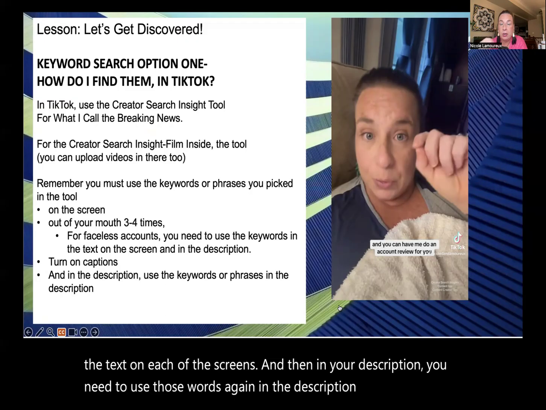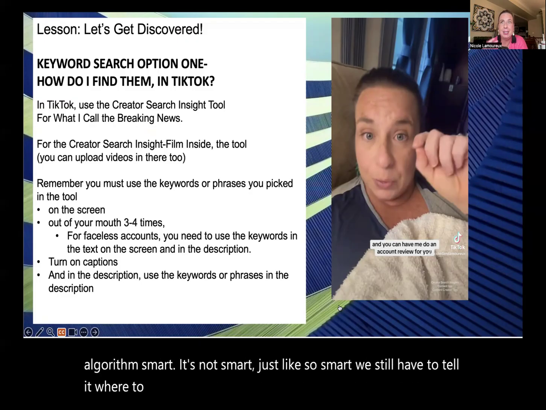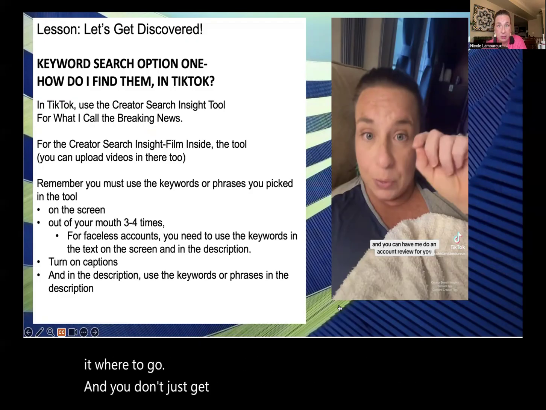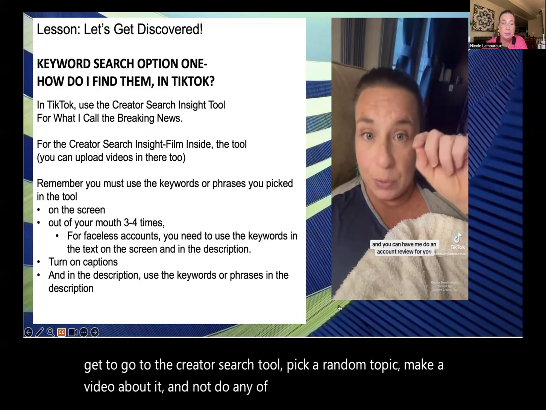Again, the algorithm's smart, just not so smart. We still have to tell it where to go. And you don't just get rewarded for participation. You don't just get to go to the creator search tool, pick a random topic, make a video about it, and not do any of those steps.